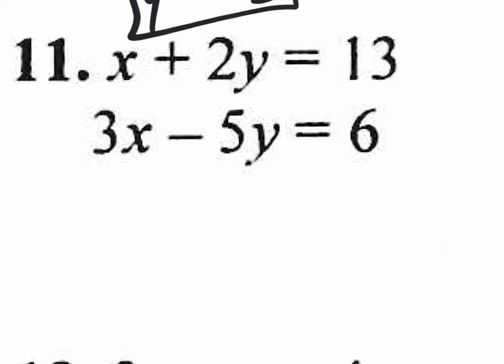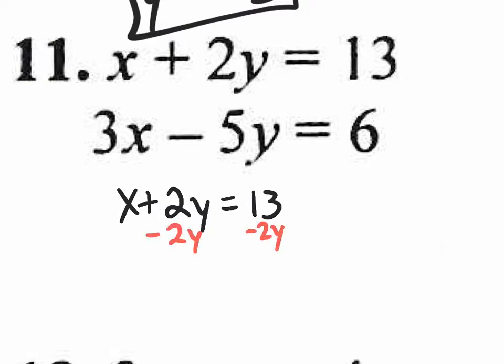Now, on number 11, this is the very first system that doesn't have step 1 done for you. You want to get a variable by itself, so you have to pick an equation and get a variable by itself. The top equation is the better one to pick because x is easy to get by itself. If you take that top equation, x plus 2y equals 13, and get that x by itself by subtracting 2y, you're going to have a new equation that reads x equals negative 2y plus 13.